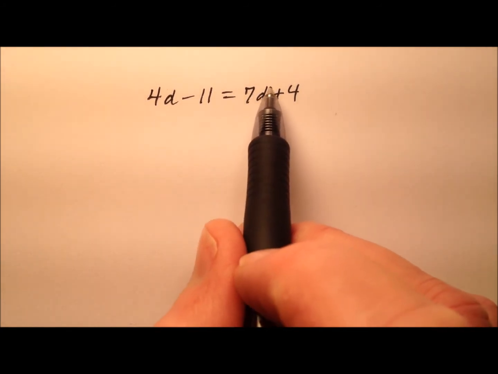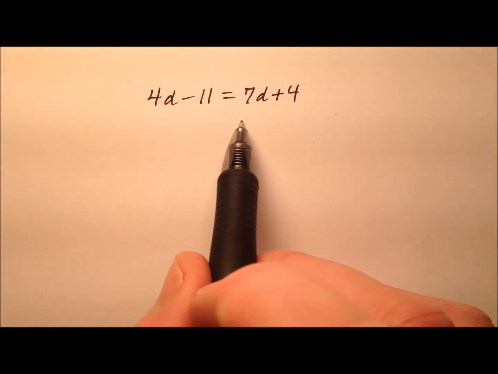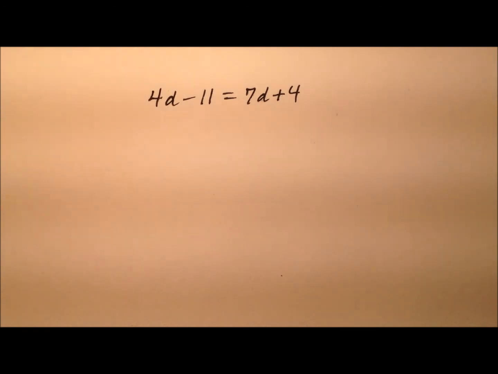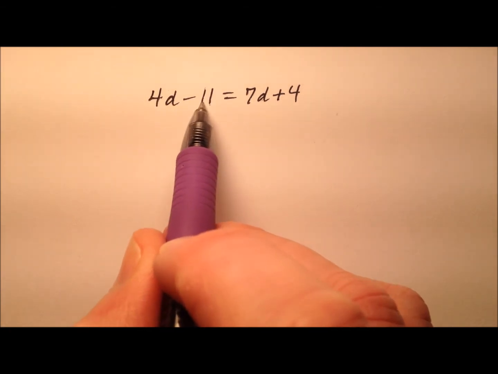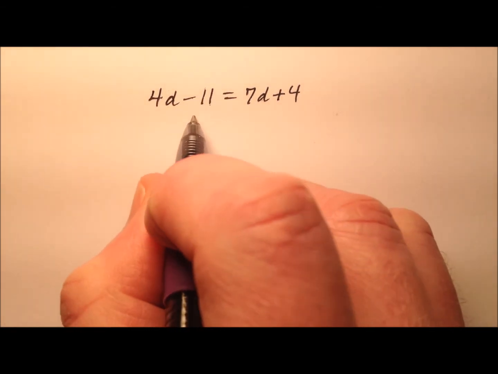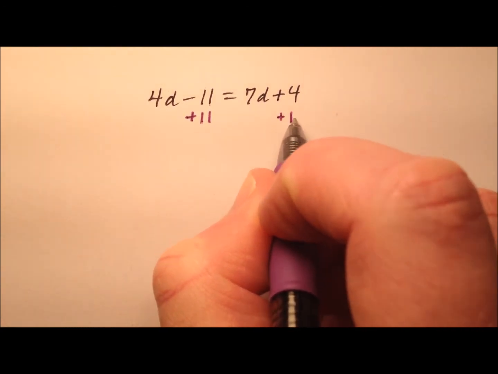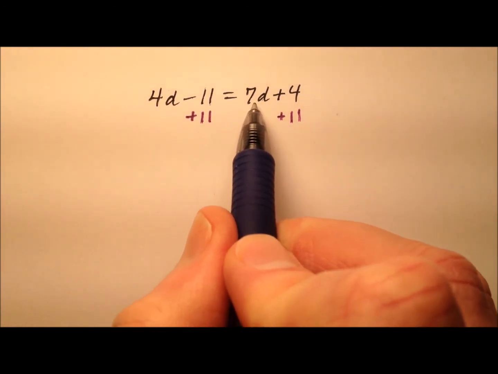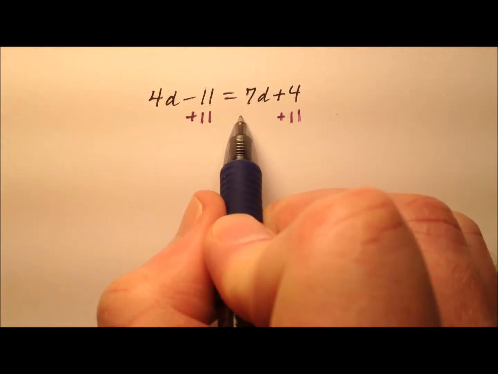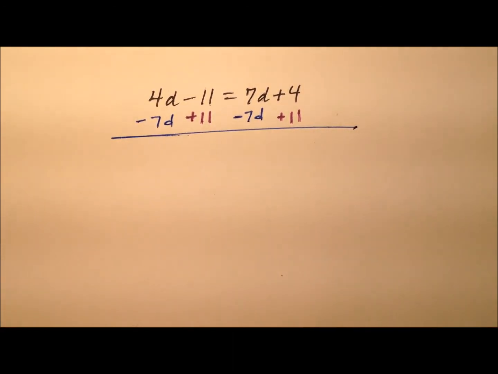Let's go ahead and put this variable on the left side for this example, and that means we'll put the number over here on the right side. So let's start by looking at the number. We're subtracting 11 from the left side. The inverse operation of subtraction is addition, so let's add 11 to both sides. While we're doing that, at the same time, let's get this variable on the left side. So we'll subtract 7d from both sides.